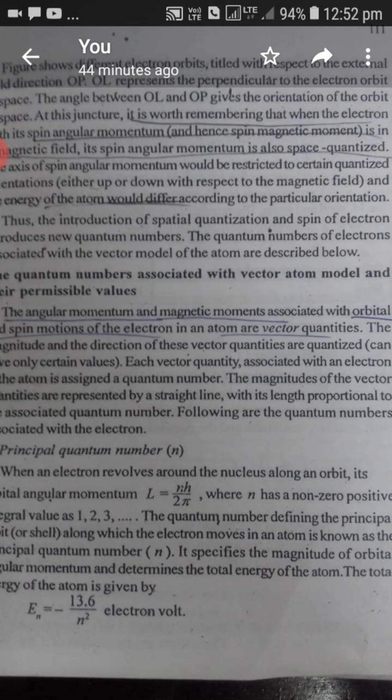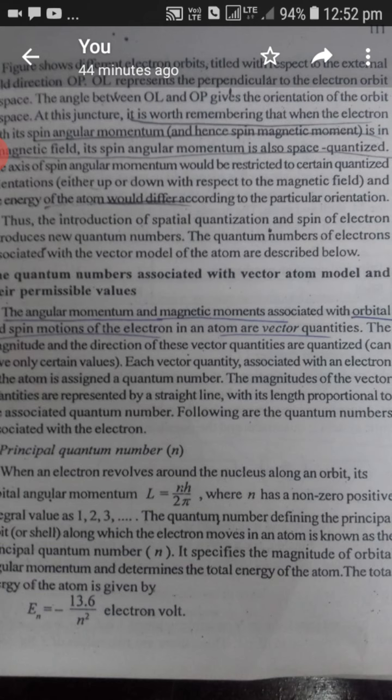Due to orbital motion it produces orbital angular momentum. Due to spin motion it produces a magnetic moment. These angular momentum and magnetic moment are vector quantities. The magnitudes of these vector quantities are quantized, that is they have certain values. Each vector quantity associated with an electron is assigned by some quantum numbers.